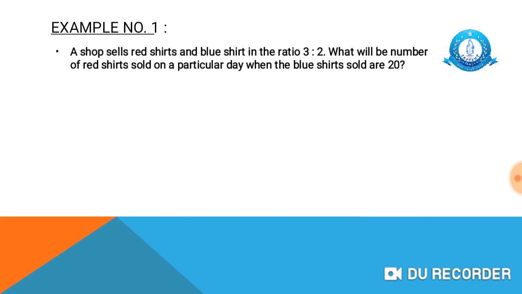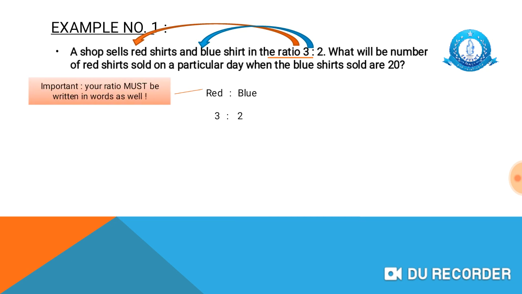Example number 1. A shop sells red shirts and blue shirts in the ratio 3:2. What will be the number of red shirts sold on a particular day when the blue shirts sold are 20? Look at the question again and see all the important points over here. The basic ratio is already given to us. It's 3:2. And by looking at the order of the question, we can see that 3 is the number for red shirts and 2 is the number for blue shirts. It's very important that you write the ratio in words first and then you write their respective numbers.